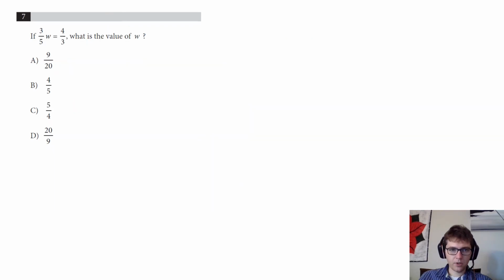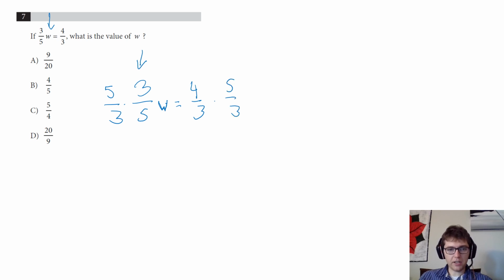On to the next one. Problem number 7. If 3 over 5w is equal to 4 over 3, what is the value of w? Said it another way, just solve for w. So I'm going to rewrite over here just to make it cleaner. 3 over 5w is equal to 4 over 3. Of course, it's valid to multiply both sides by the same thing. And to make this coefficient in front of w into 1, you would multiply by the reciprocal of this here. So multiply both sides by 5 over 3. On the left-hand side, the 5's cross out, the 3's cross out. You're just left with w is equal to 4 over 3 times 5 over 3.